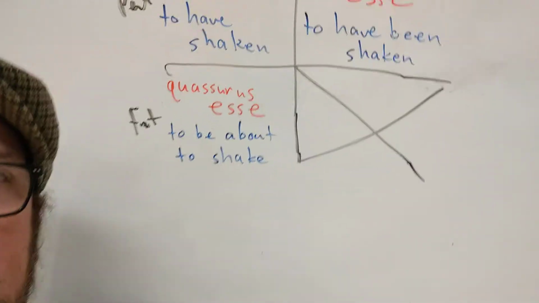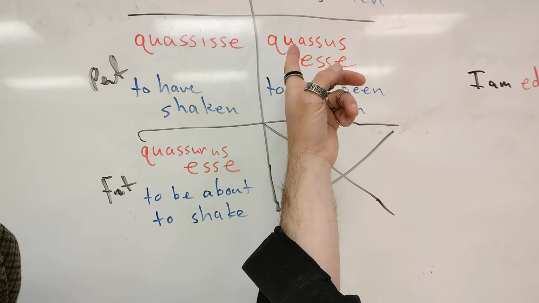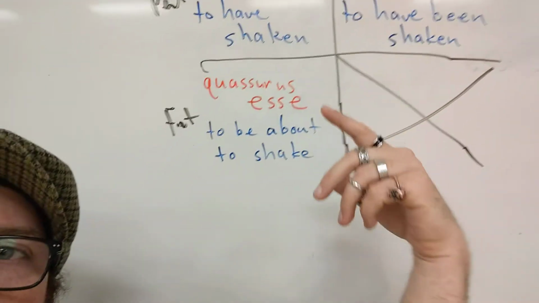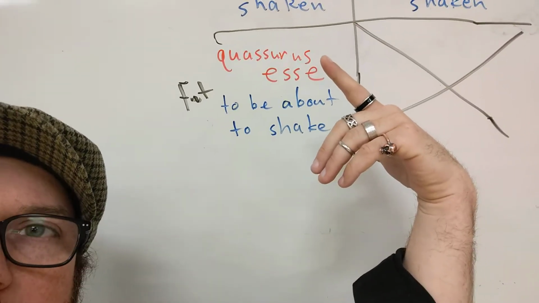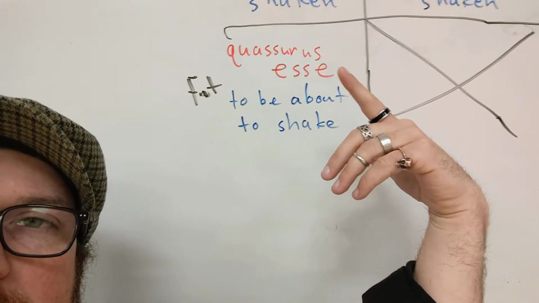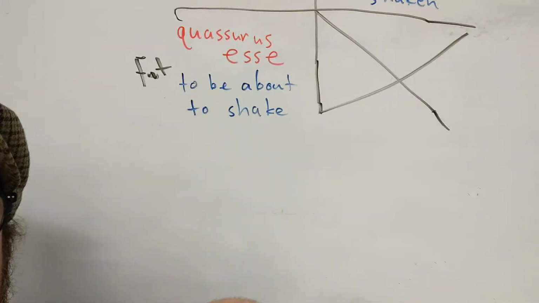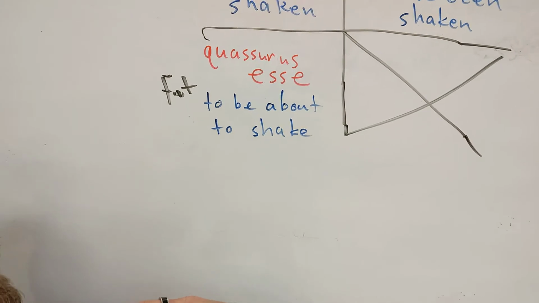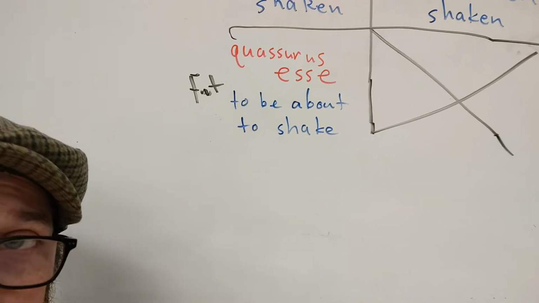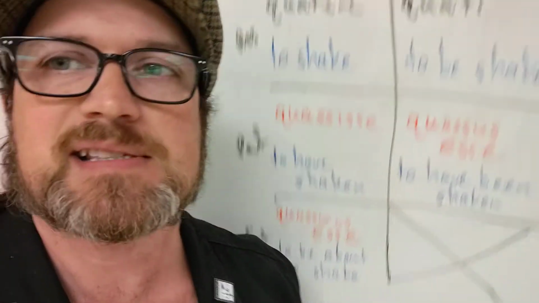But for the future, you basically follow the same rule as you do for the perfect, where quasis on its own would be like a perfect passive participle. Adding essa makes it a perfect passive infinitive. For the future, you're going to take the future active participle, which is quasurus, and then add essa. Now, I did go ahead and put the literal translation here, but it's a little nonsense when you think about it. To be about to shake. That is literally essa with quasurus, but the fact is you're not going to need to say that.